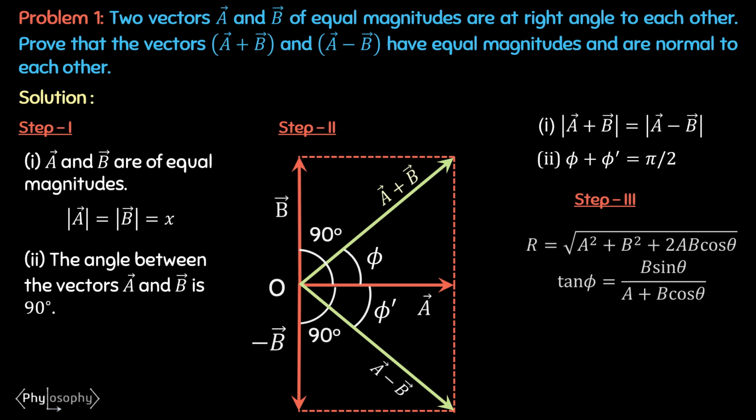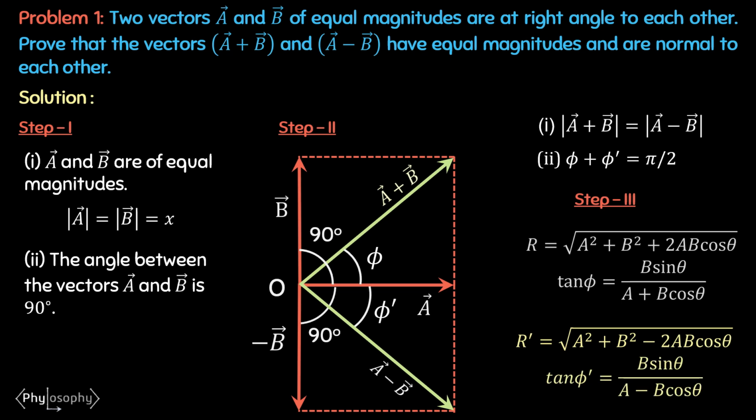And for subtraction of two vectors, the magnitude of the resultant vector is given by square root of a squared plus b squared minus 2ab cos theta, and the angle that it makes with the vector a is given by tan phi prime equals b sin theta over a minus b cos theta.